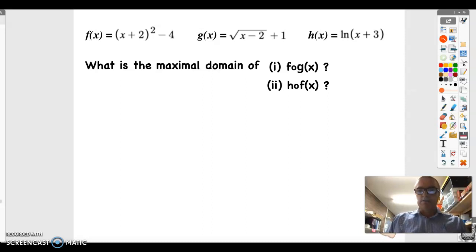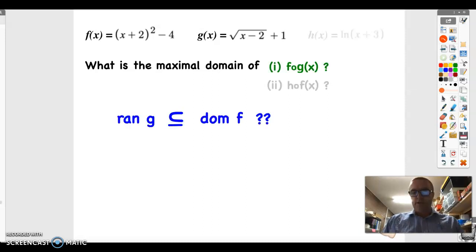So we'll look at two specific examples of defined functions f, g and h up the top. The question we're going to think about is what is the maximal domain of two composite functions. Firstly, we'll look at f of g of x, and the second function we'll take a look at is h of f of x.